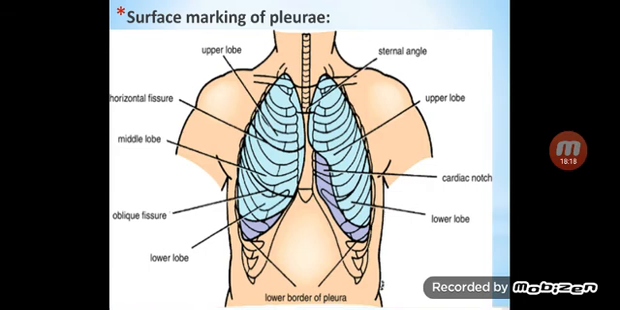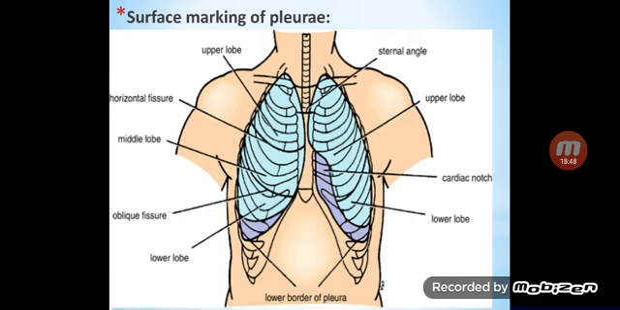So, the cervical pleura extends from the sternoclavicular joint, 1 inch (2.5 centimeters) above the sternoclavicular joint, to the junction between the medial and intermediate thirds of the clavicle. This is its level. This is the cervical parietal pleura.